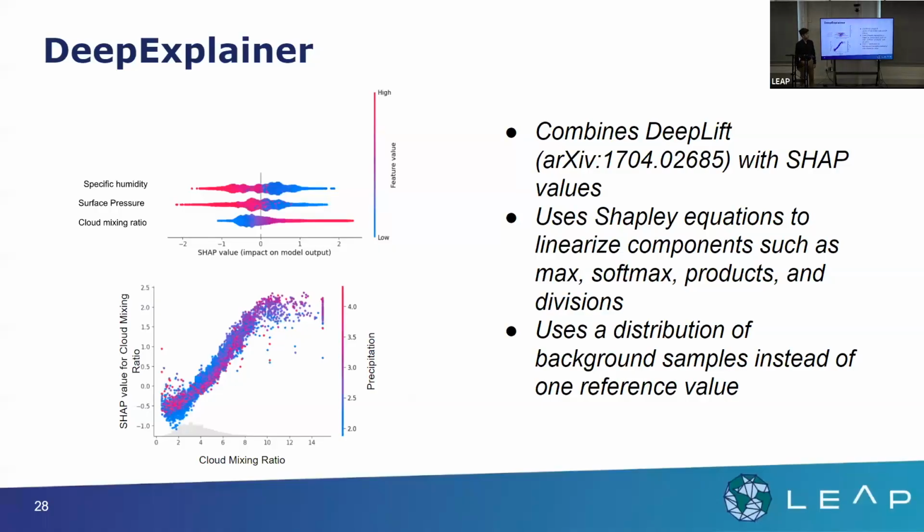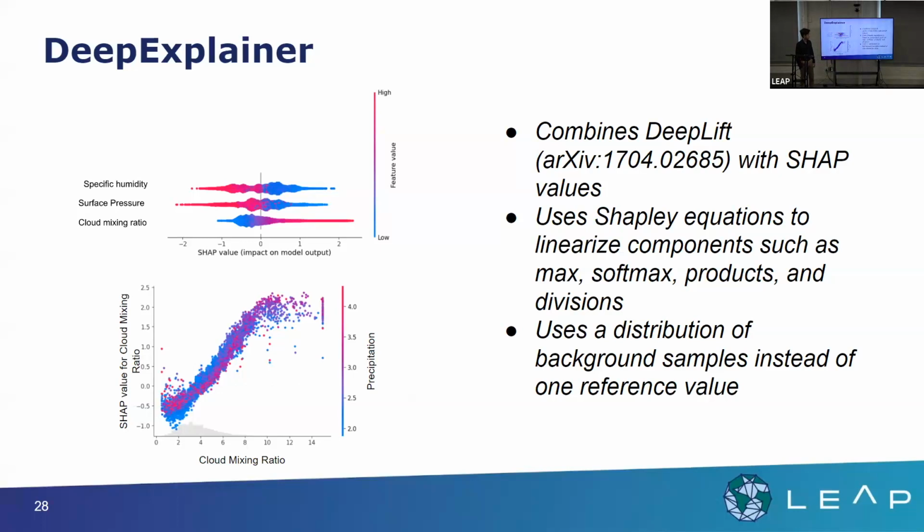The deep explainer combines DeepLIFT, which backpropagates from all the neurons in the neural network to all the features in the input, with SHAP values. So basically it uses Shapley equations to linearize components like softmax, and then uses a distribution of background samples.